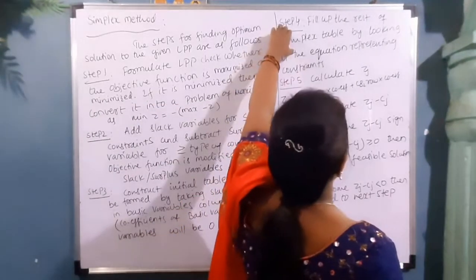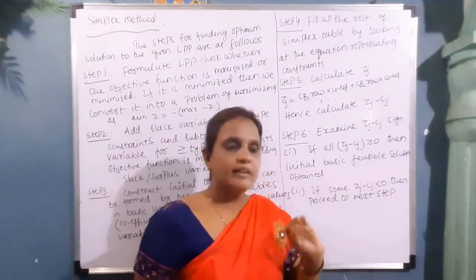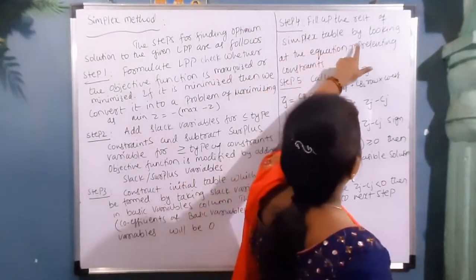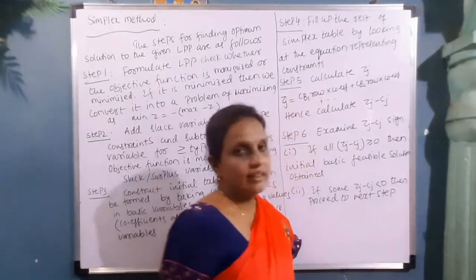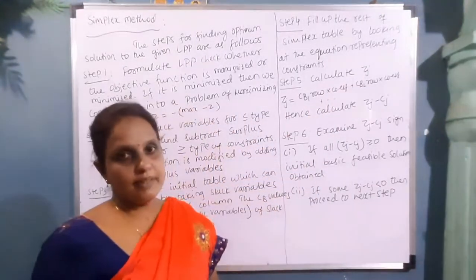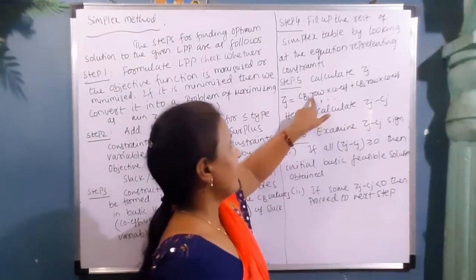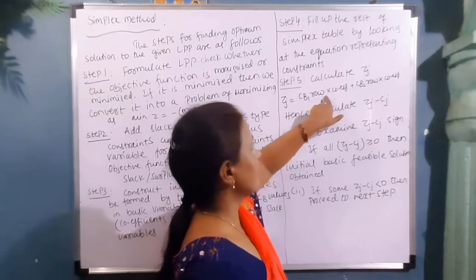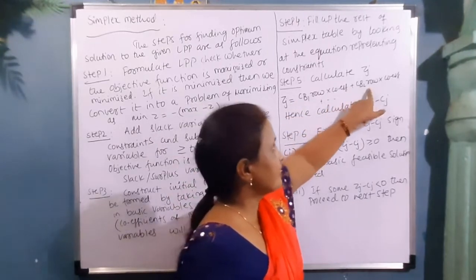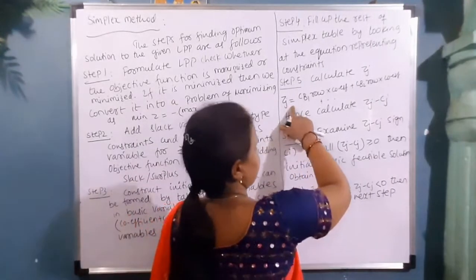Step 4 is, in the simplex table there are many other columns for all the variables. So all the variable values will be filled using the constraints. Then in step 5 we will find Zj. Zj will be obtained as, when we are finding Z1, we write CB1 into the coefficient of the ith row, plus CB2 into the next value, and so on. So hence we find Zj.